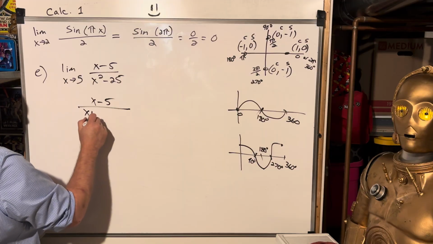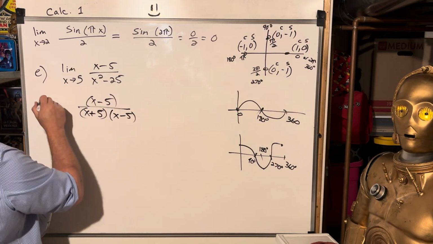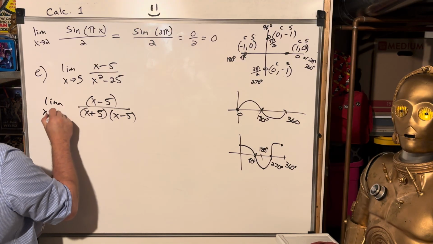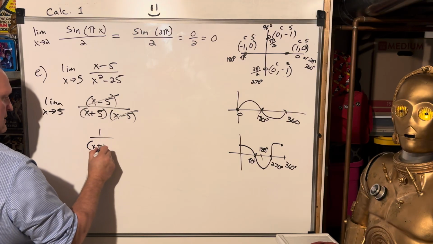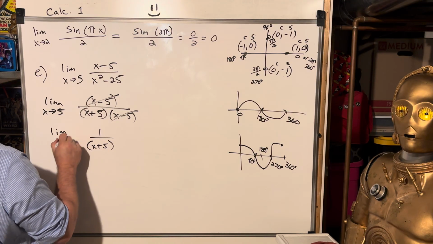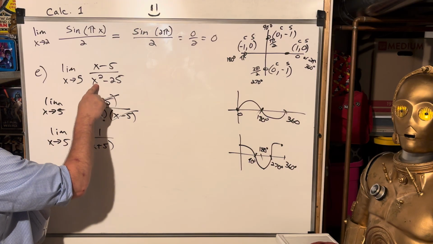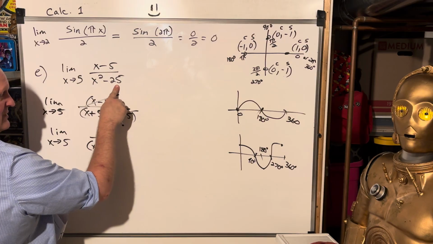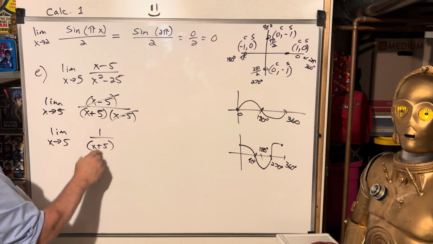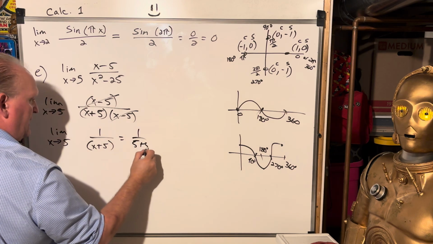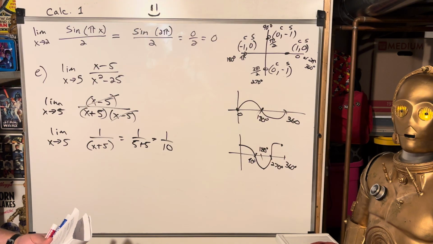we factor the bottom, x plus 5, x minus 5, and then get rid of the x minus 5s. So when we factor and simplify, now there's no longer a problem. It was a problem if we just put 5 in there: 5 squared is 25, 25 minus 25 is 0. But after we factor it and simplify it, now it's not a problem. It's 1 over 5 plus 5, which is 1/10.